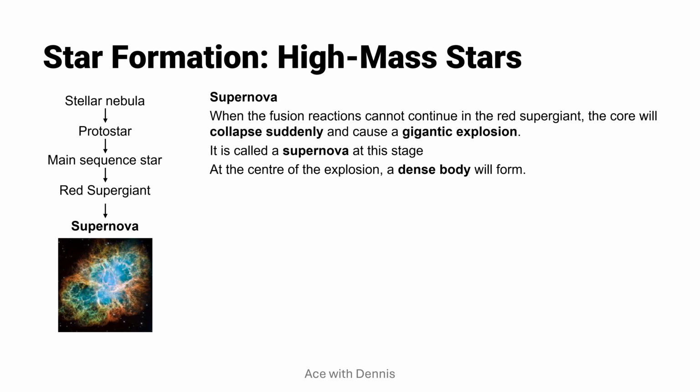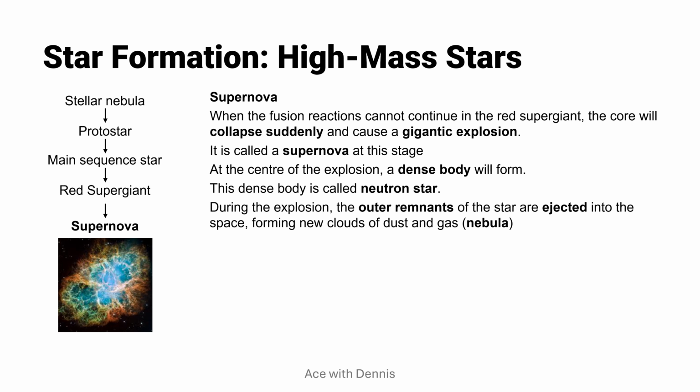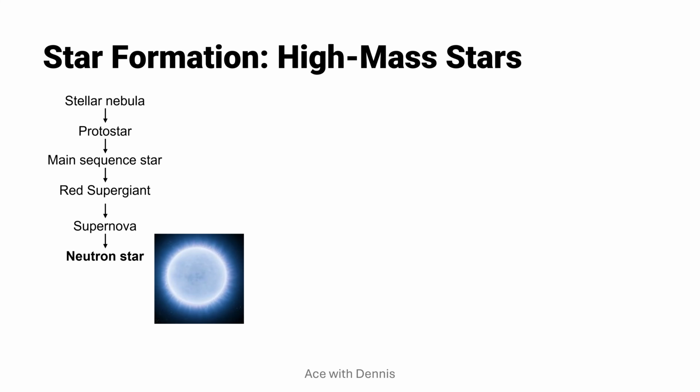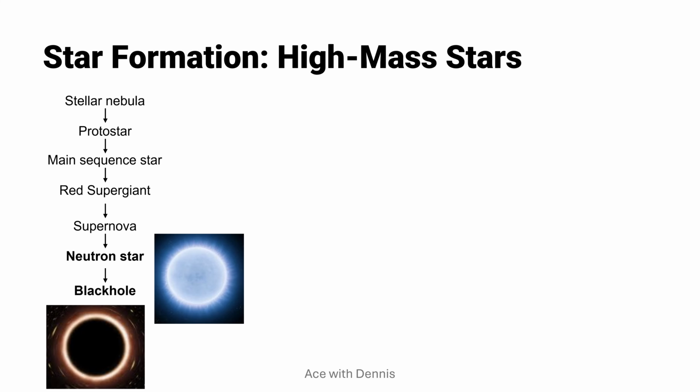At the center of the explosion, a dense body will form. This dense body is called a neutron star. During the explosion, the outer remnants of the star are ejected into space, forming new clouds of dust and gas, which is called nebula. The nebula from a supernova may form new stars with orbiting planets. After supernova, the next stage will be neutron star and finally black hole.